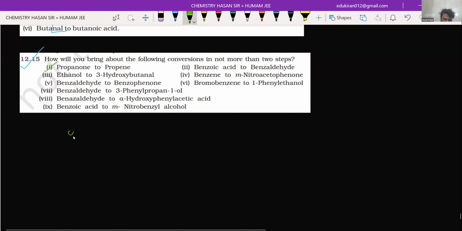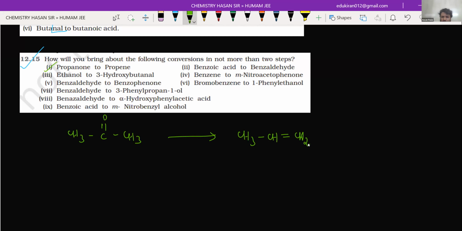That means propanone, you are going to write the structure. This is your propanone, which has three carbons, and you need to convert this into propene, CH3-CH=CH2, right? So which reagent are you going to use and how many steps? It's very easy. First, you are going to reduce this into alcohol.